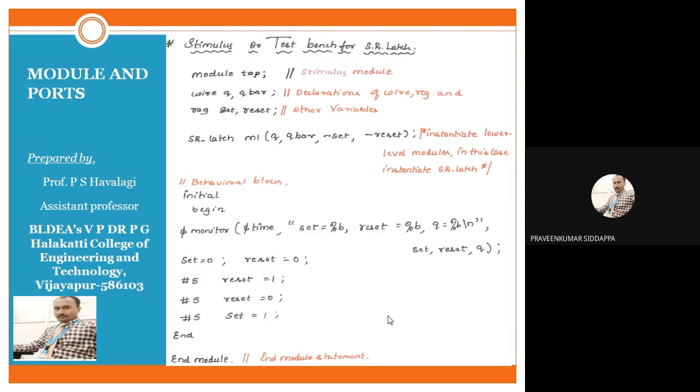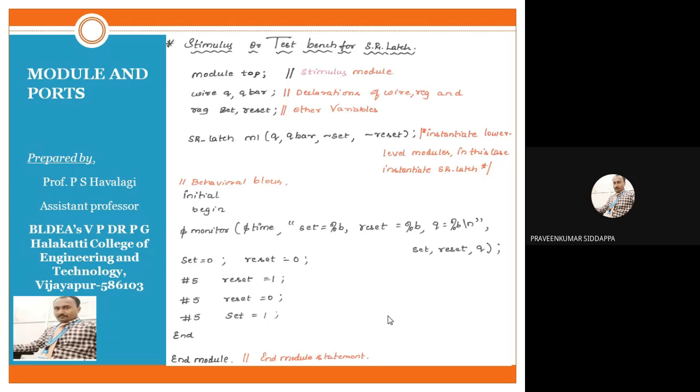Because of that reason, the fourth line is the invoking procedure. We have to invoke the code whose functionality we should check. What name we have given in your Verilog code, you can check. After module, we have given a name for that particular code, sr underscore latch. The same name we should provide here in the fourth line. It is nothing but that whole code, whatever code we have written, dumped here.